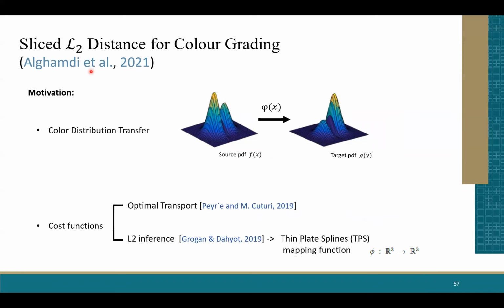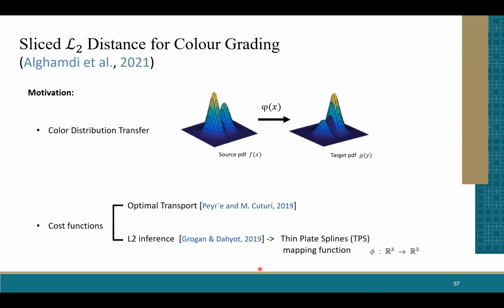The last work is the sliced L2 distance for color grading. We can see in the literature that optimal transport has been successfully used for defining a cost function for optimization when performing color transfer of distributions. But more recently, an efficient framework for color transfer was proposed for registering multi-dimensional Gaussian mixture models that capture the target and the source data sets using the L2 distance.